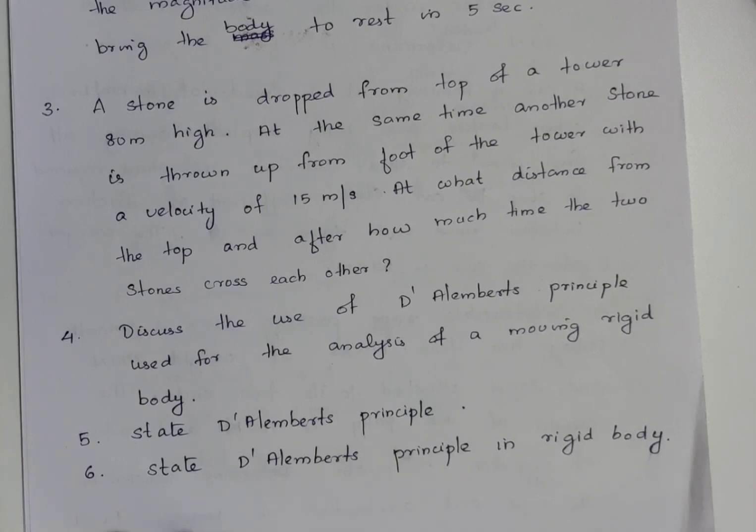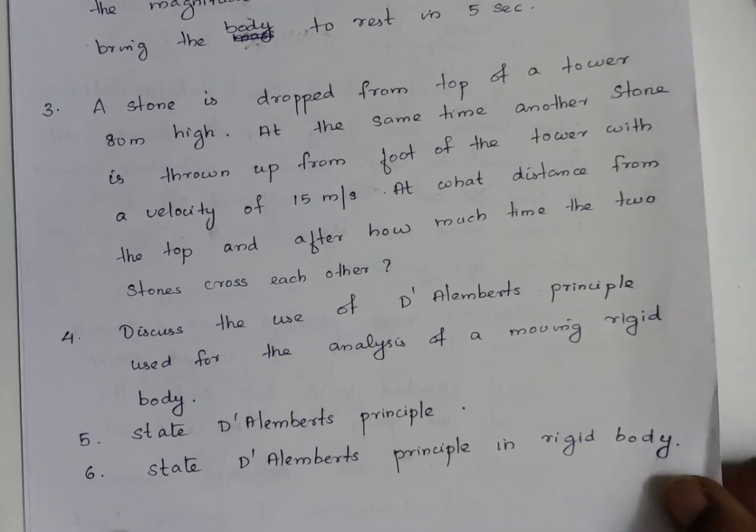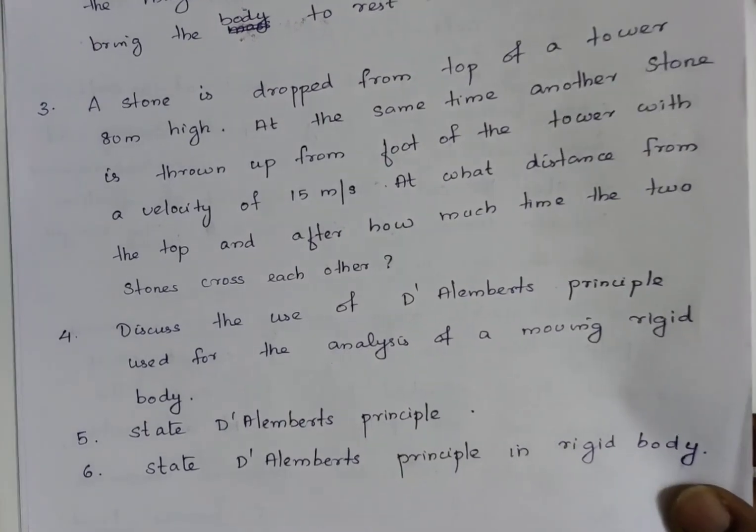Next, question number 6. This is a question asked in module 5. State D'Alembert's principle for a rigid body. That is T minus I alpha is equal to 0. That is the equation you have to write in question number 6. That is D'Alembert's principle in rotational motion, or D'Alembert's principle in rigid body. And you have to write the statement also.